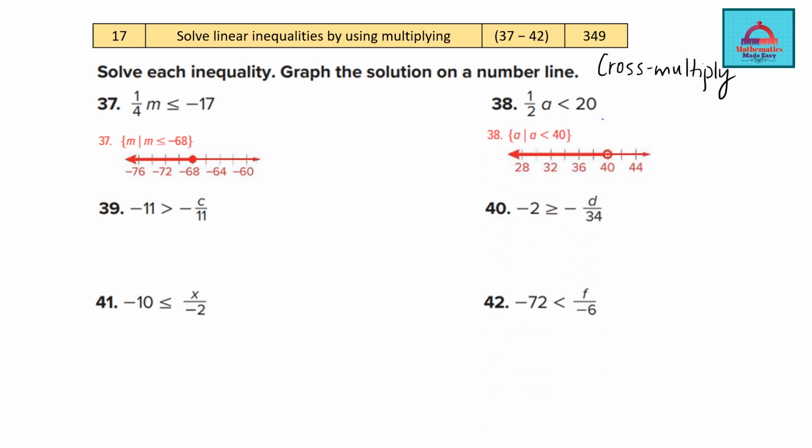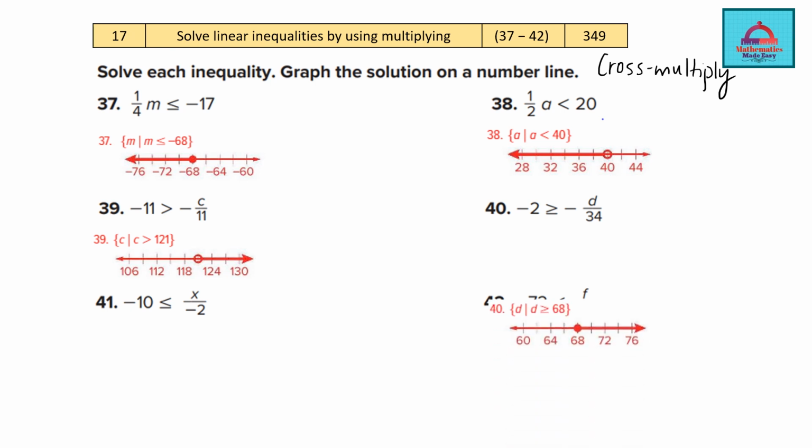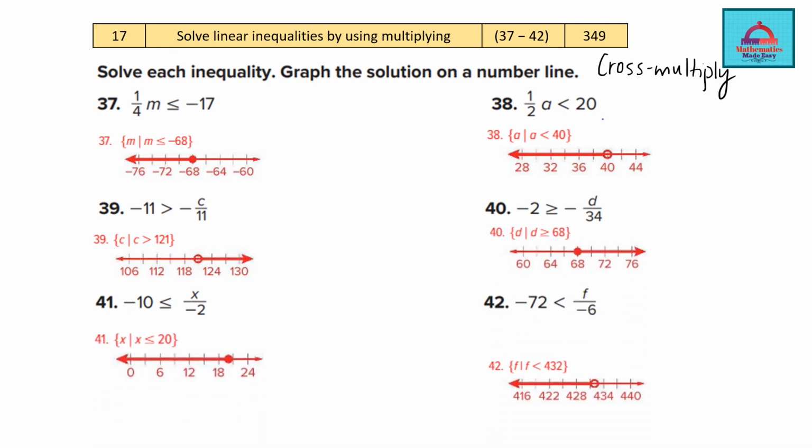Similarly, a less than 40, so it is strictly less, there is no equal to, so there will be an open dot and it will move on the left side because a can be less than 40 but cannot be more than 40. Similarly, this one here, C is greater than 121. When you multiply by negative, the inequality changes. So C greater than 121 with no equal to means open circle at 121 and moving towards the right. Similarly, you will get answers to other questions.